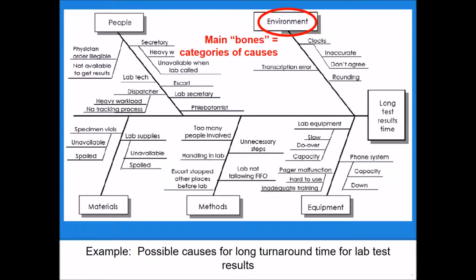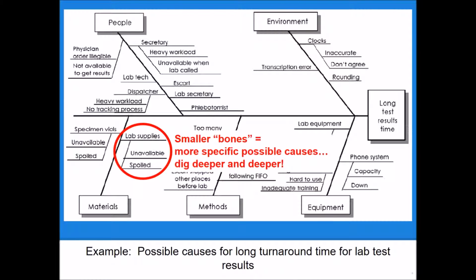The titles at the end of the main fishbones are the broad categories of potential causes for a problem. And then the smaller bones represent more specific causes. And as you get into smaller and smaller bones, you're digging down deeper and deeper to the root causes of each of those potential problems.